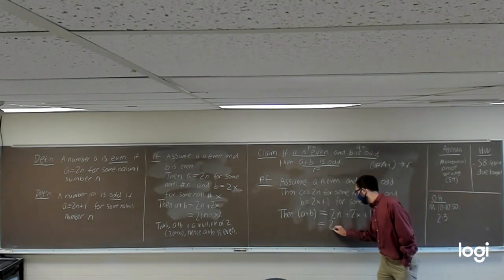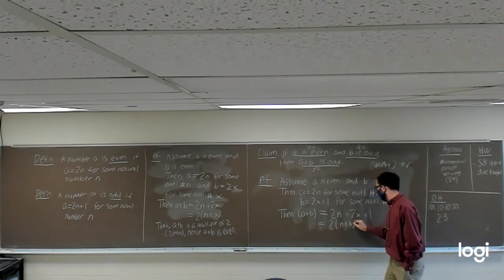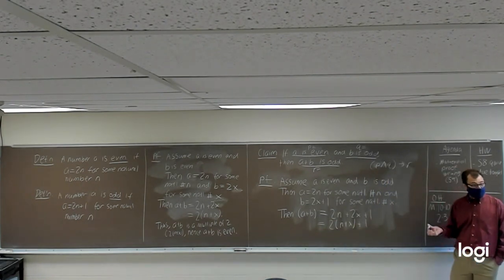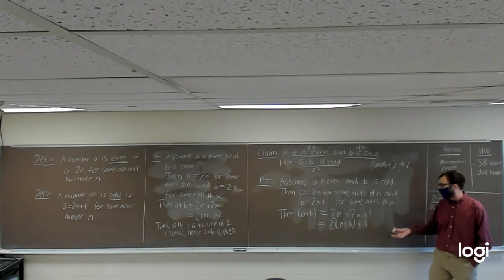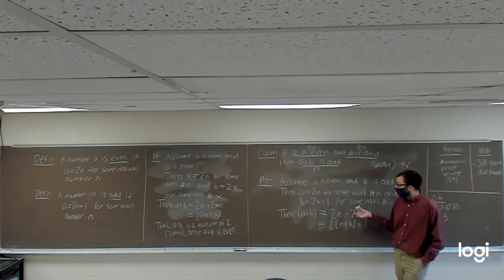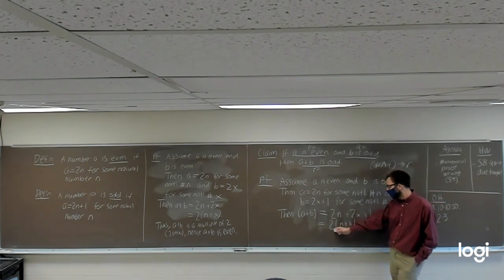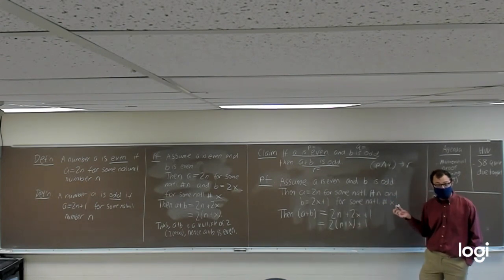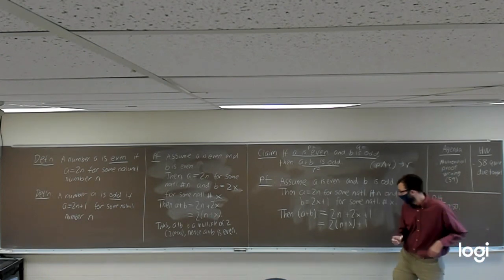2 parentheses n plus x parentheses plus 1. Like that? Yep. I like it. Because lo and behold, if our natural number is just n plus x, if we call that thing, then A plus B has to be equal to 2 times thing plus 1, which is precisely what we need in order for A plus B to be an odd number.